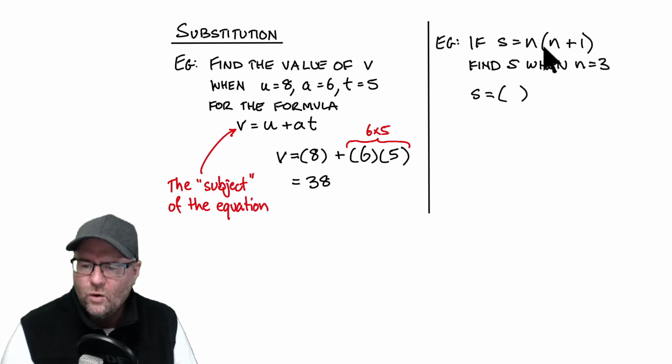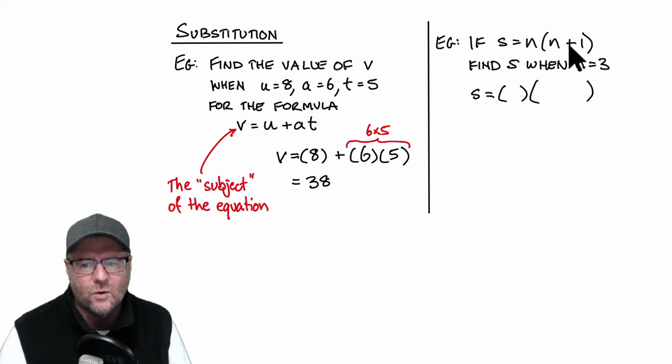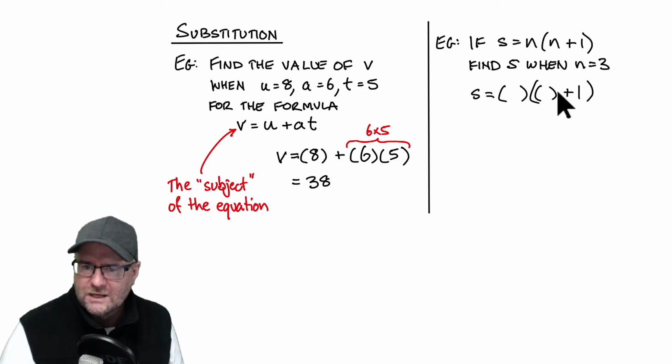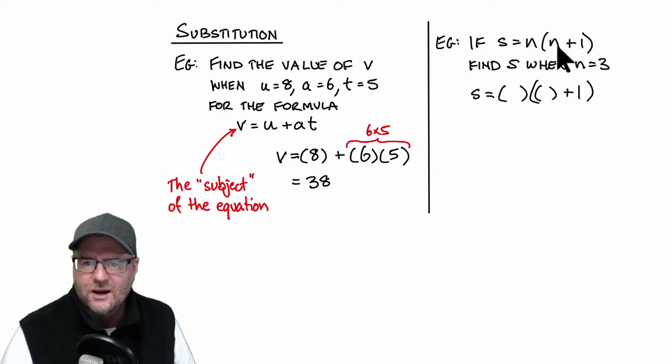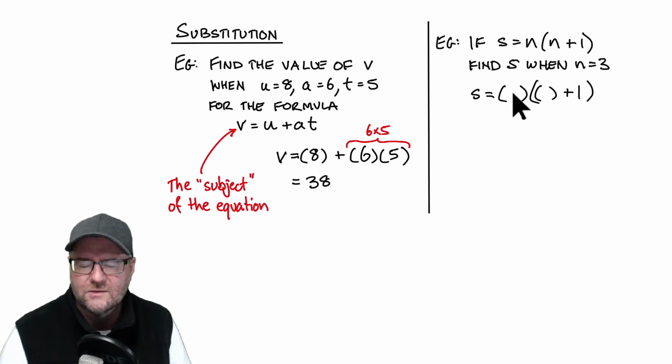Now, I've also got brackets here, so I need to put them in because they're already in the question. And now I'm going to replace this N also with a set of brackets. So it looks a little bit weird, but it still all works. And everywhere where the N was, I'm going to simply put in a 3. So a 3 goes in there, 3 goes in there.